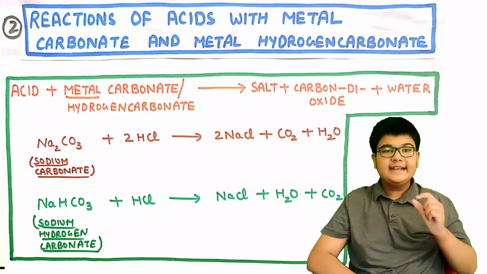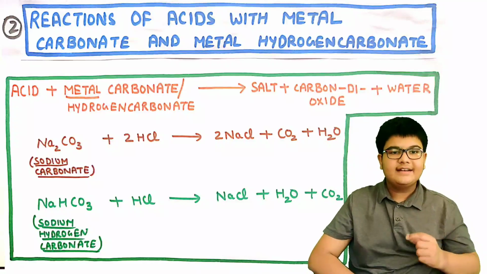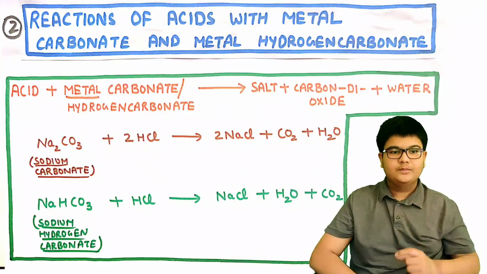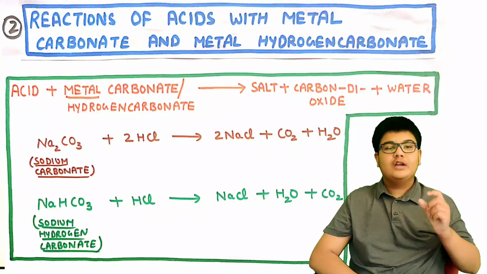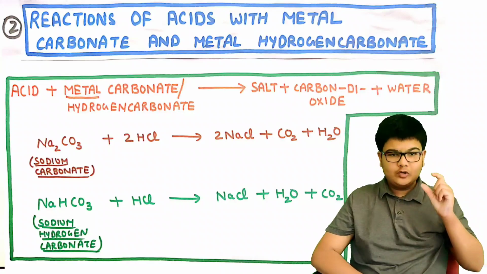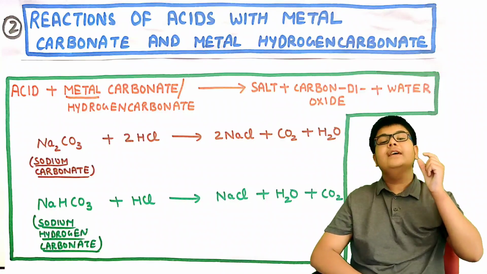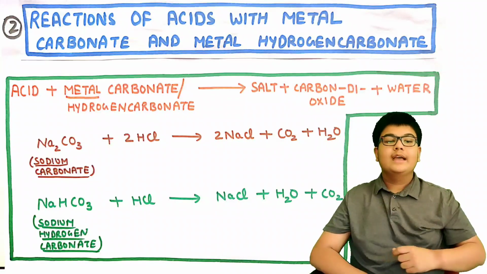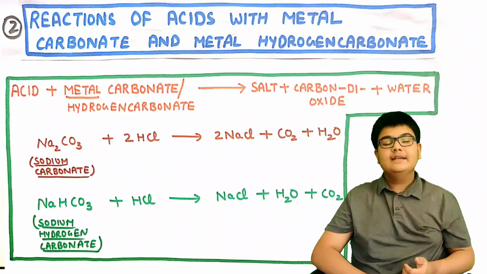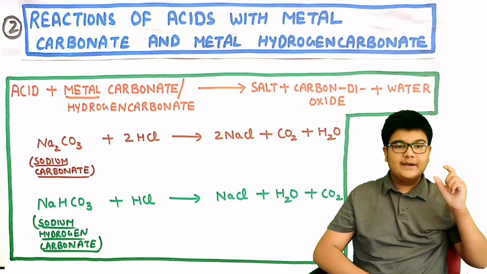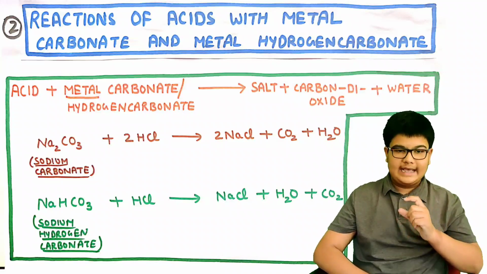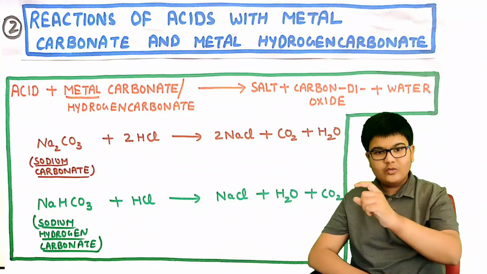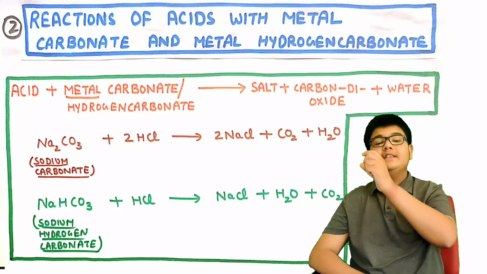First is Na2CO3 plus 2HCl results in 2NaCl plus CO2 plus H2O. So this means that sodium carbonate plus hydrochloric acid results in the formation of NaCl plus carbon dioxide plus water. And similarly, we have another example. So that is sodium hydrogen carbonate plus hydrochloric acid results in the formation of NaCl, which is a salt, plus CO2, which is carbon dioxide, and third, water.